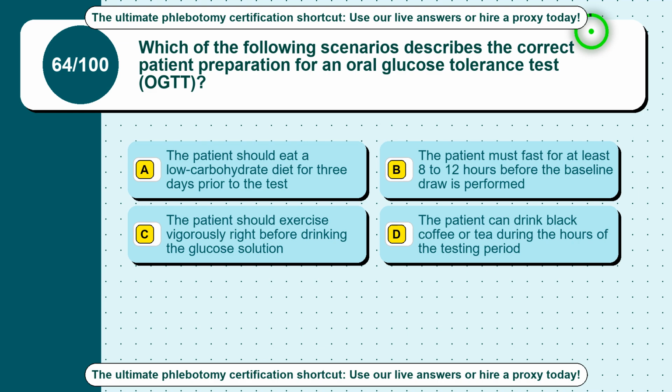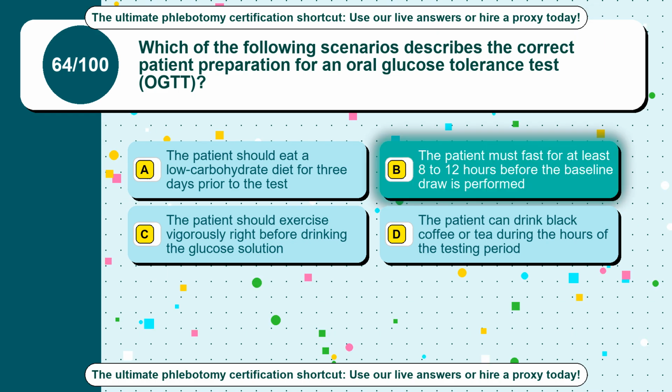Question 64. Which of the following scenarios describes the correct patient preparation for an oral glucose tolerance test, OGTT? Option A. The patient should eat a low-carbohydrate diet for 3 days prior to the test. Option B. The patient must fast for at least 8 to 12 hours before the baseline draw is performed. Option C. The patient should exercise vigorously right before drinking the glucose solution. Option D. The patient can drink black coffee or tea during the hours of the testing period.